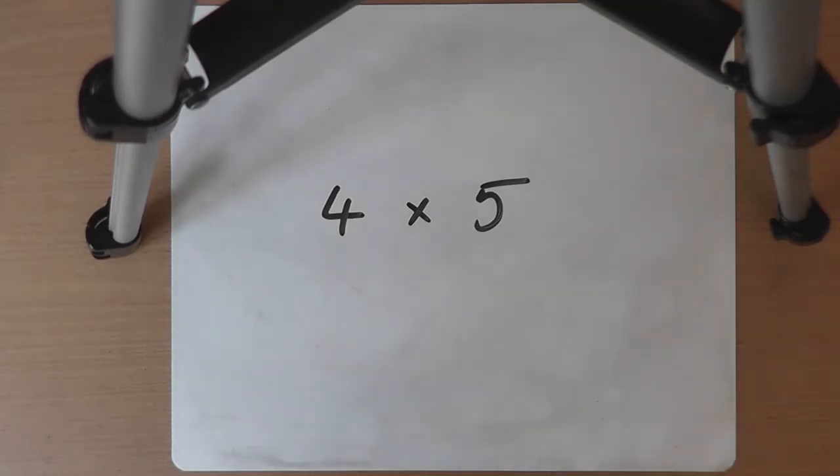Imagine I asked you to look at this and said, what does that mean? Now your inclination might be to say, well, it means 4 times 5. That would not be the correct answer, however. 4 times 5 is what it says. But my question was, what does it mean?